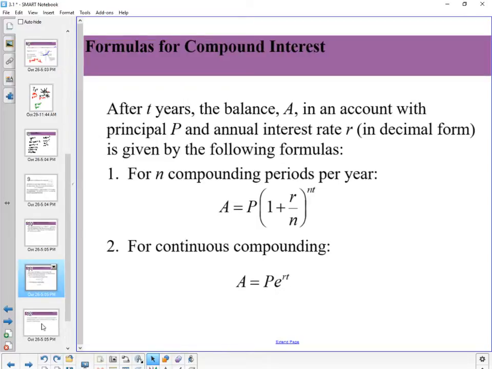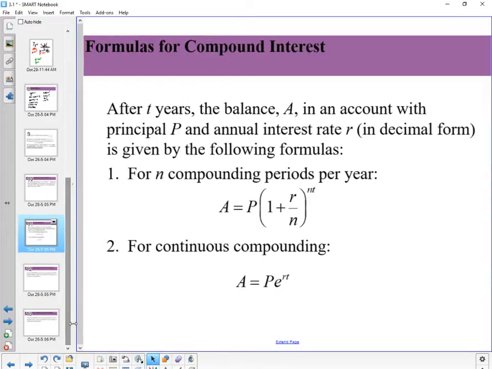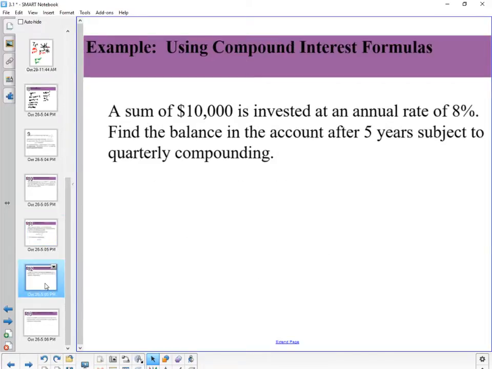All right. Questions on this slide? Can I change it? There are no questions, so I can change it. All right, let's try this out then. A sum of $10,000 is invested at an annual rate of 8%. They want to find the balance in the account after 5 years, subject to quarterly compounding.